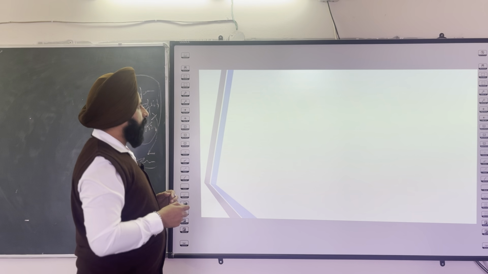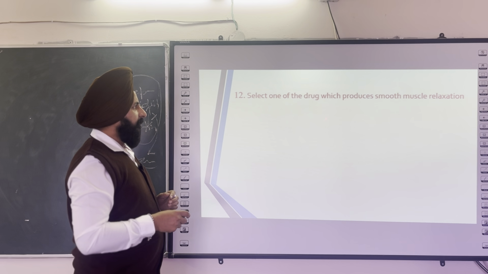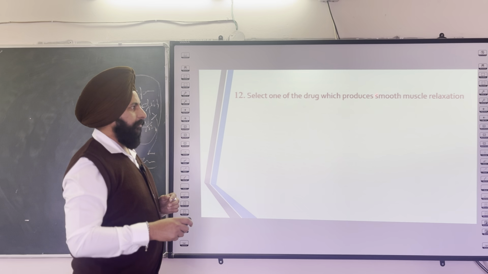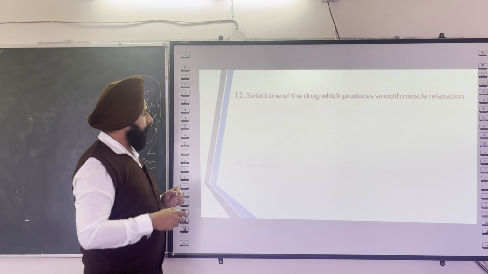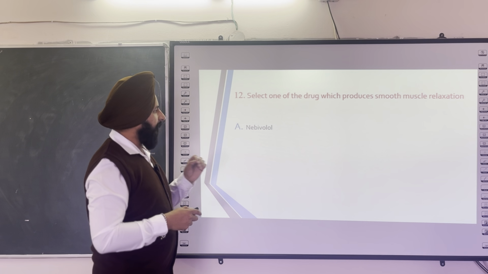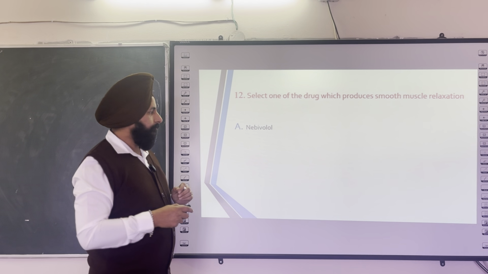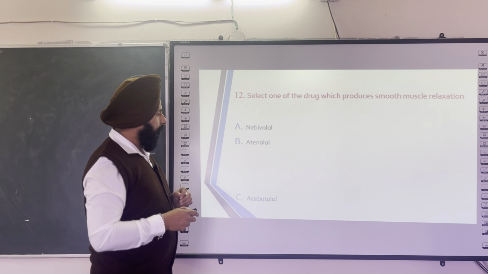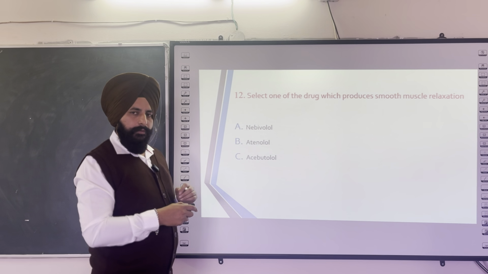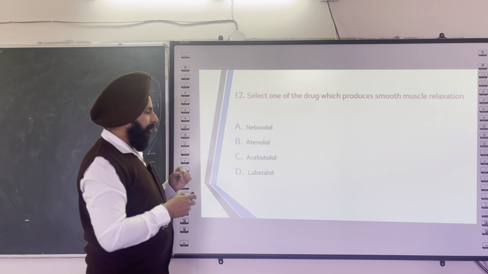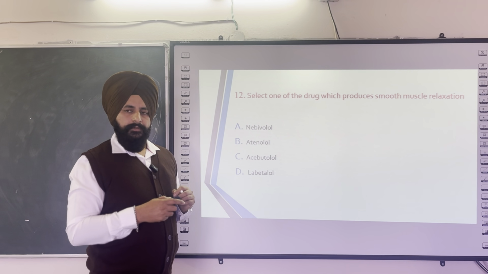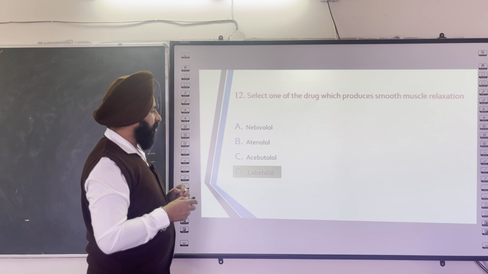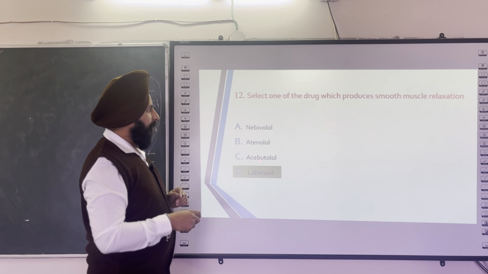The next question for this GPAT series is, select one of the drugs which produces smooth muscle relaxation. The options are nebivolol, atenolol, acebutolol, and labetalol. So the correct option you can choose for this question, the correct answer is labetalol.